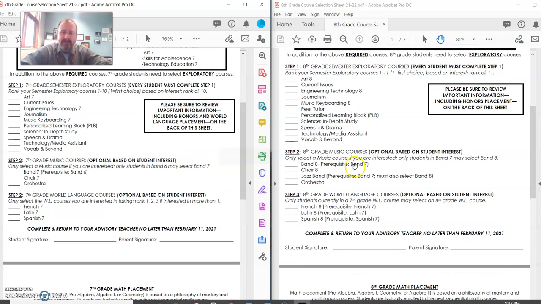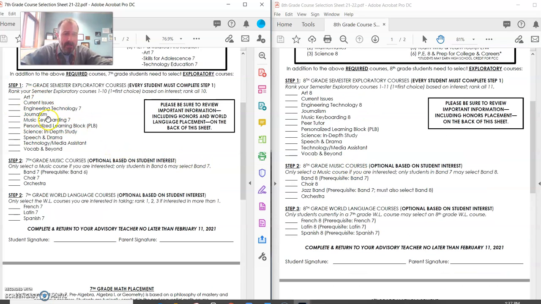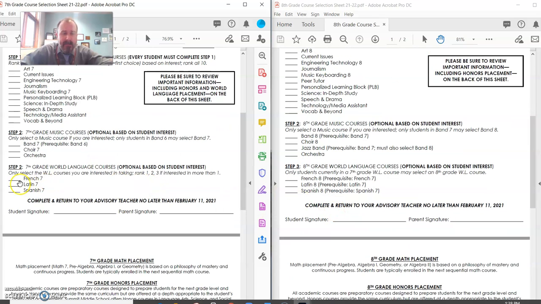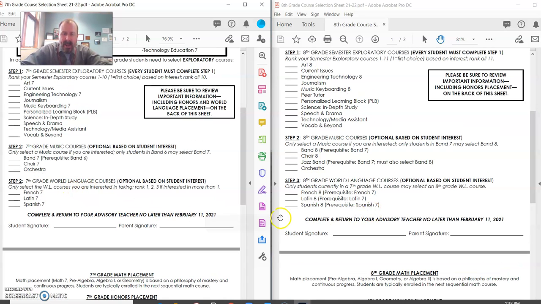So in summary, all students are going to complete step 1 no matter what. All of you 7th and 8th graders are going to complete step 1, okay? You're going to complete step 2, about the music courses, only if you want to take a full year of music, all right? And you're going to complete step 3 only if you want to take a world language course, and you're going to rank order the ones that you're willing to take, leaving the ones you don't want to take blank. Okay? All right, and again, that should say step 3 right there.